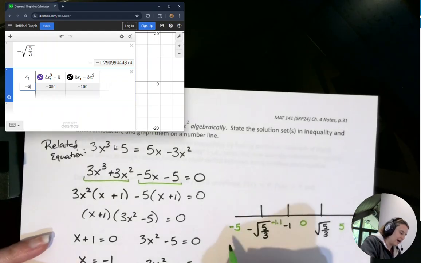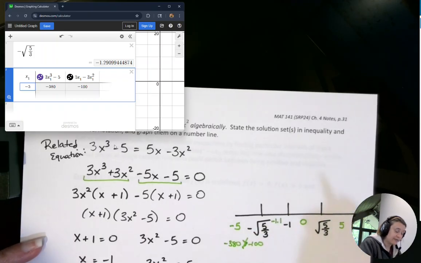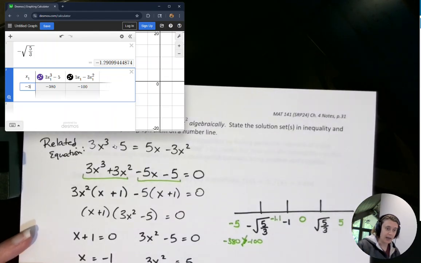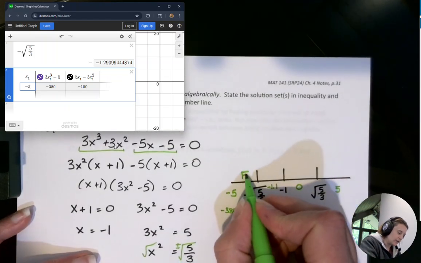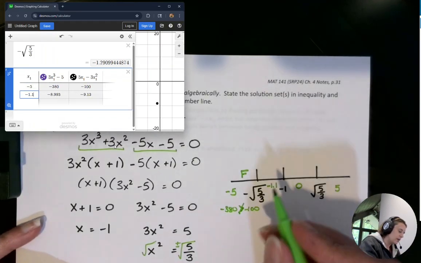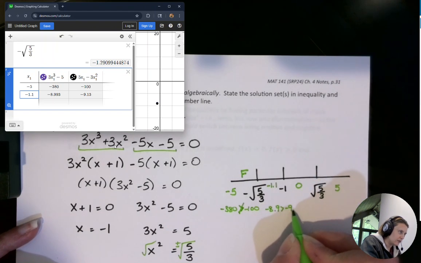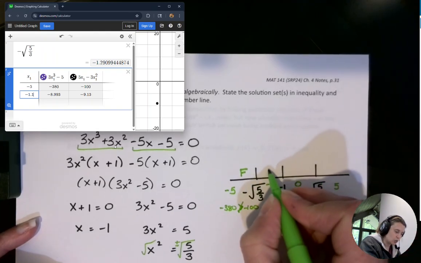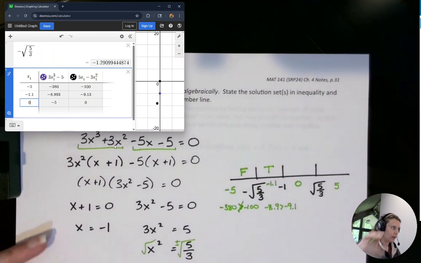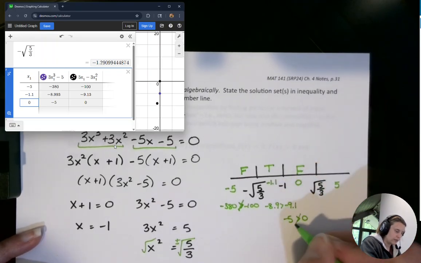When I plug in -5, I get -380 larger than -100, and that is false. That is not true that -380 is a larger number. So we're going to say that one is false. I'm going to plug in the -1.1. It's going to give me -8.9 is larger than -9.1. That is true. We're going to plug in 0. 0 will give me -5 is greater than 0. That is not true. That's false.